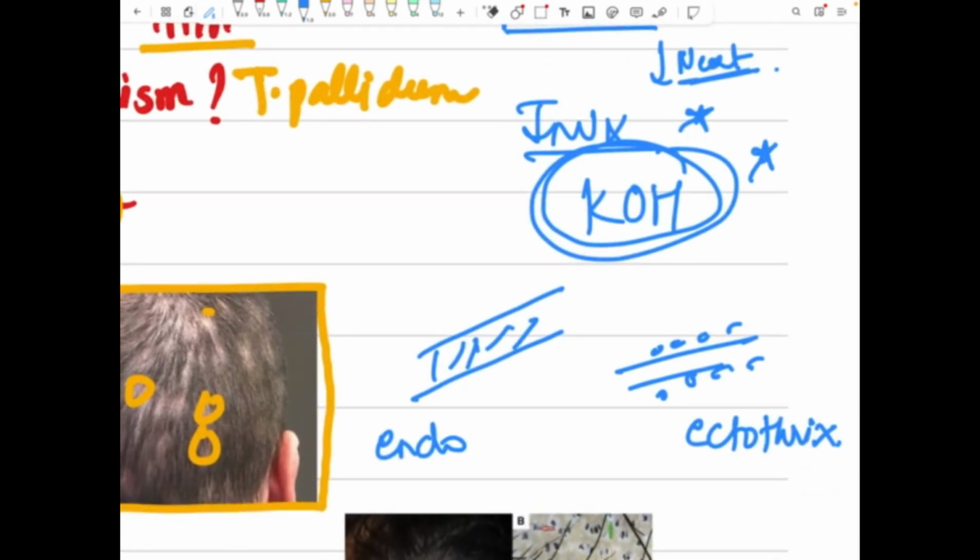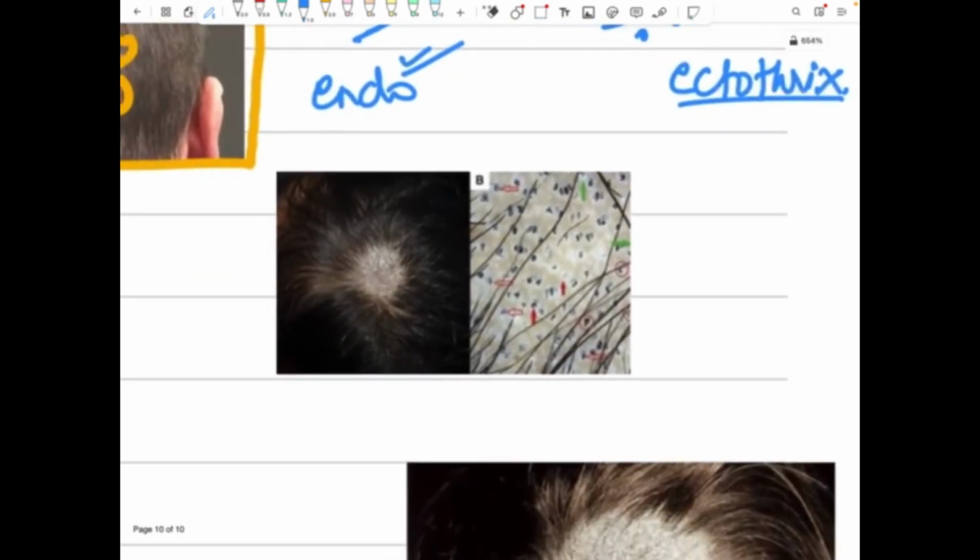It is KOH. In fact, the picture of KOH has also come. If the fungal elements are inside, then it is endothrix, and you have to mark endothrix. If they are only on the shaft of the hair, then it is ectothrix, and you have to mark ectothrix. So what is this? These are multiple tiny broken hairs, black dots. This is black dot tinea.